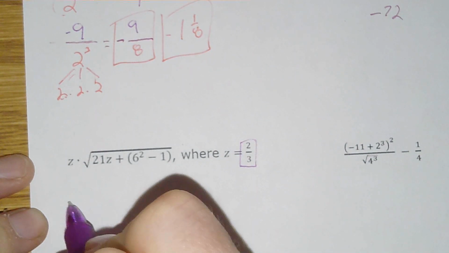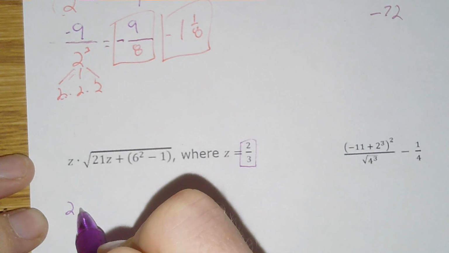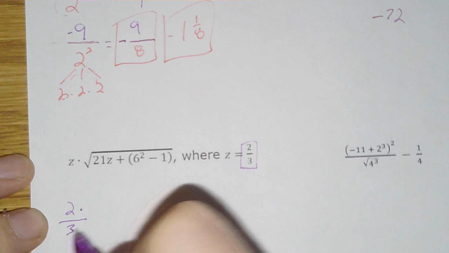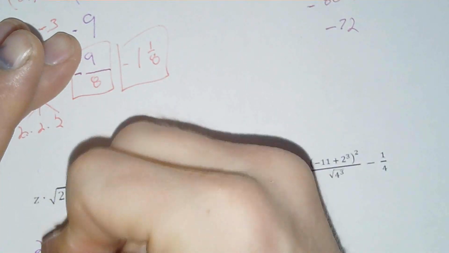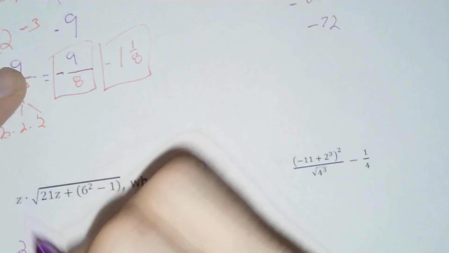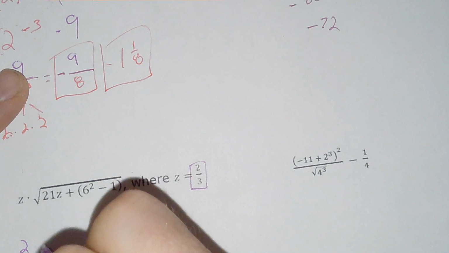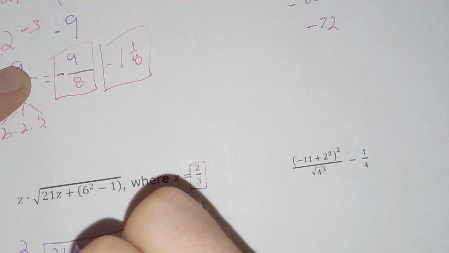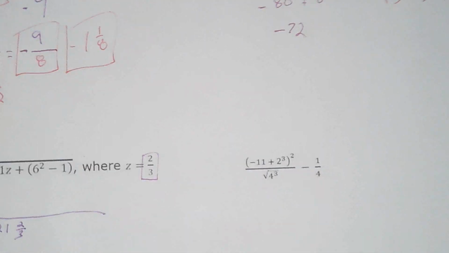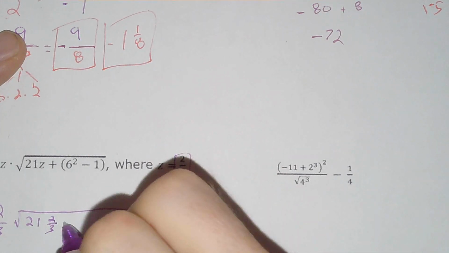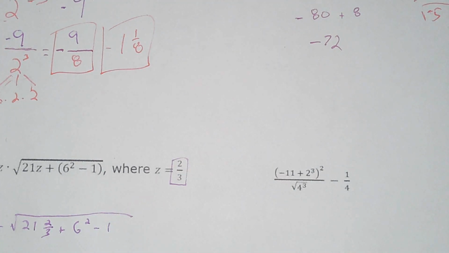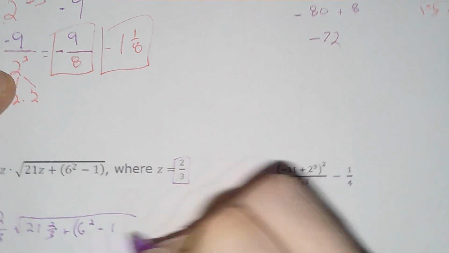So first I'll show you, this is 2/3 times the radical of 21 times 2/3 plus 6 squared minus 1. So I did my substitution. Don't forget about the parentheses.